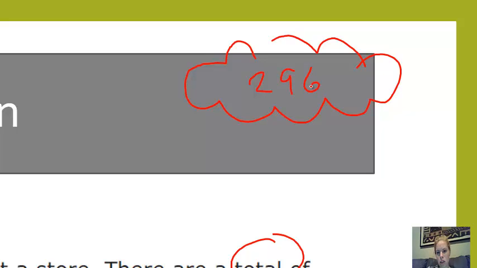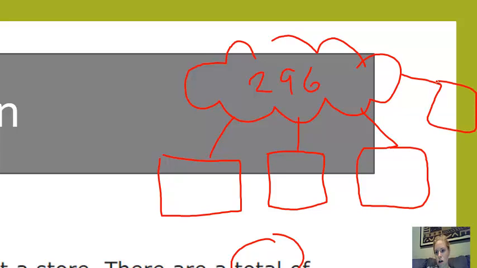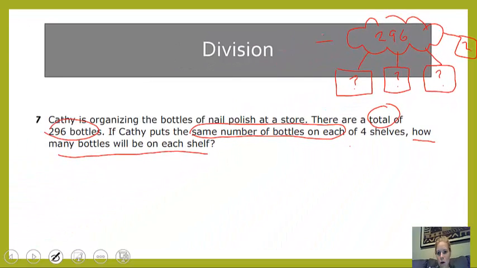And I'm in charge of putting some nail polish on the first shelf, some nail polish on the second, the third, and the fourth shelf. Now, a super key word is that I'm putting the same number on each. So if I know that I'm taking a big number and I'm putting it into equal groups, but I'm separating it, I know that I'm going to work with division.